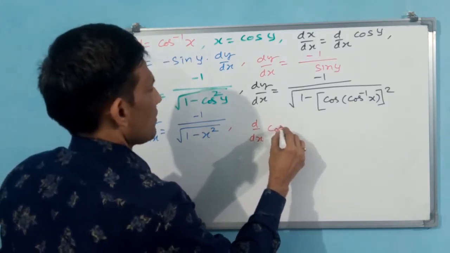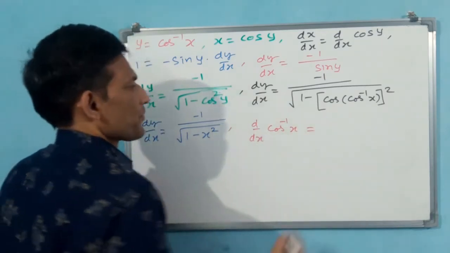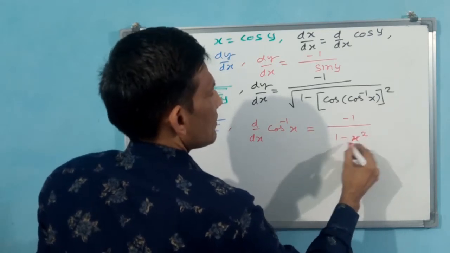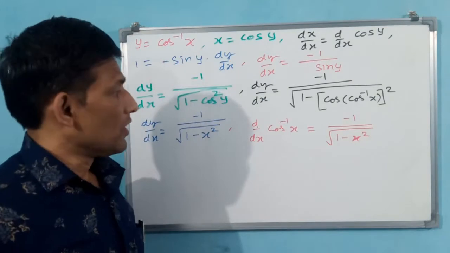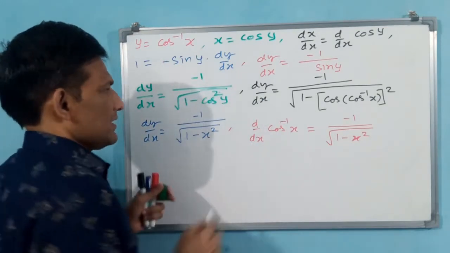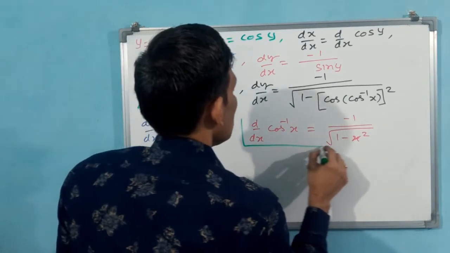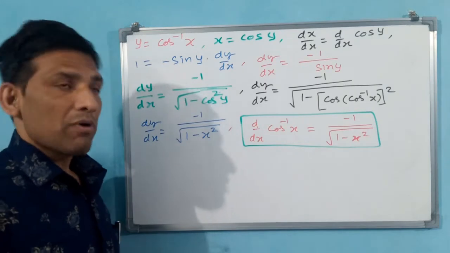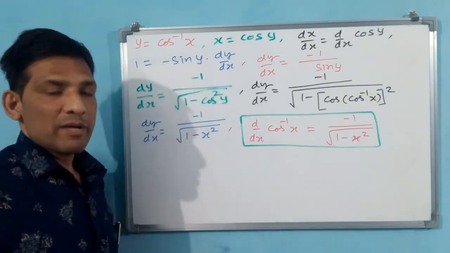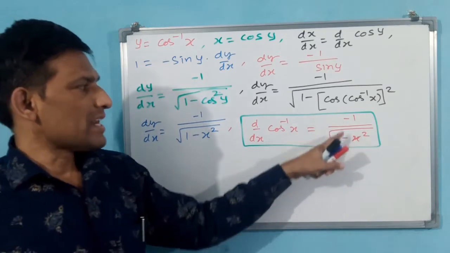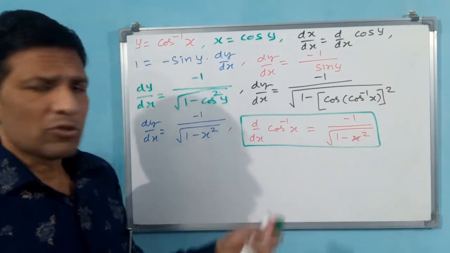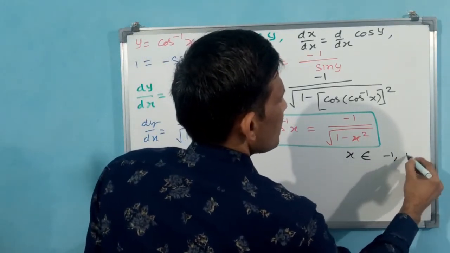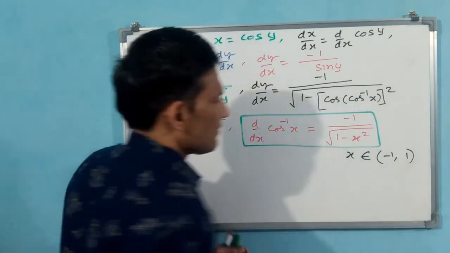Finally, write down: d by dx of cos inverse x is equal to minus 1 by the square root of 1 minus x square. Take this as a standard and box it. This is another standard. Here also, what domain do you give for x? Same as given earlier: x belongs to minus 1 to 1, but open interval, not closed interval.